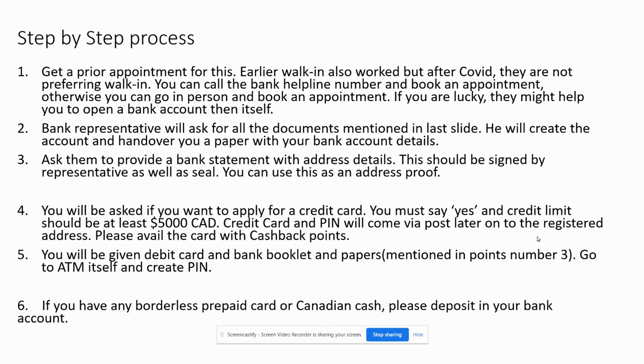You will be given a debit card, bank booklet and the papers mentioned in point number 3. Go to the ATM and create the PIN. If you have any borderless prepaid card or Canadian cash, please deposit it in your bank account and you can leave the bank afterwards.